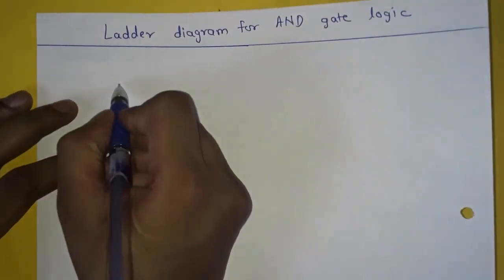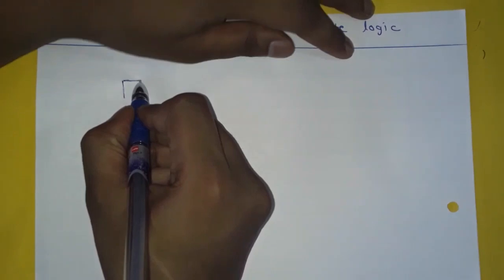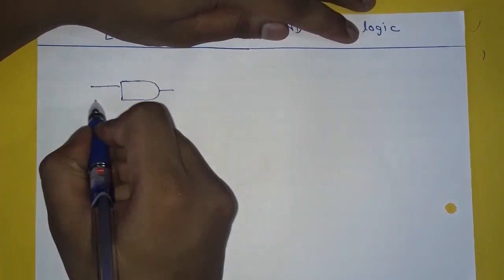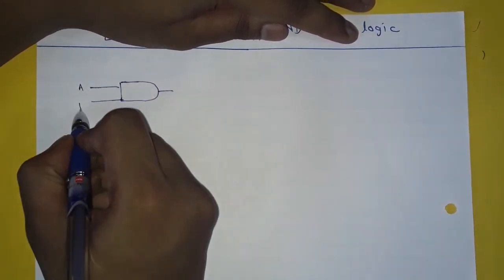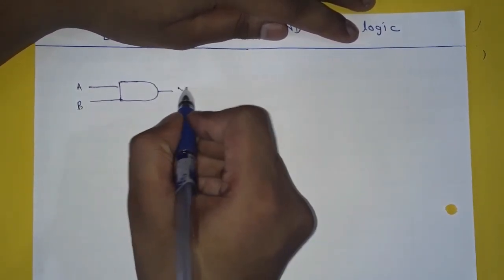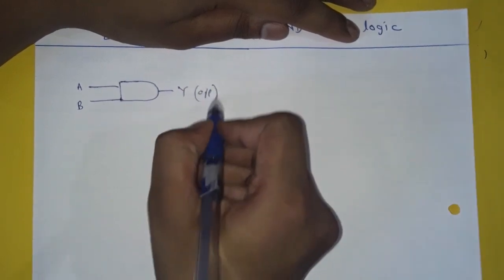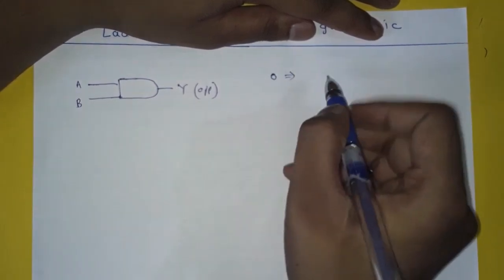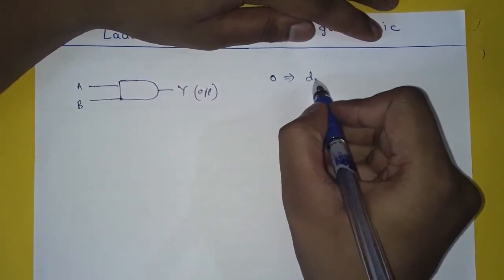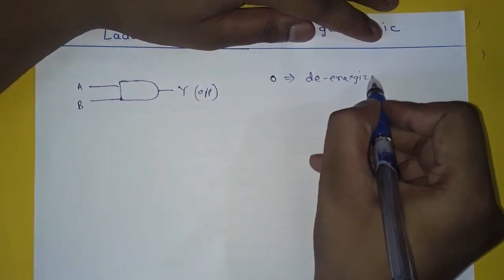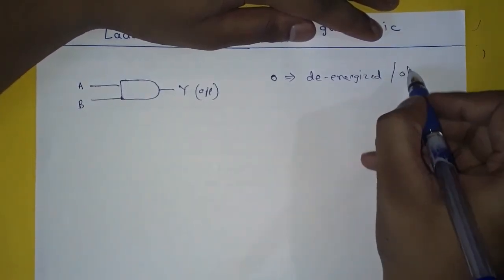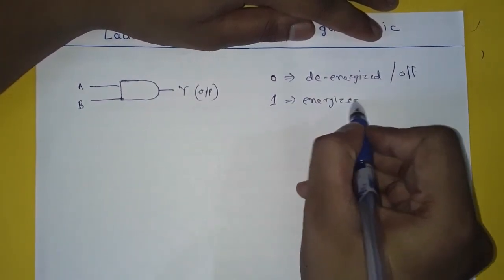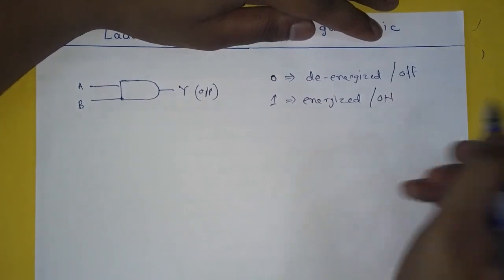Friends, this is the symbol of the AND gate logic. This is A, this is B, and this is Y, that is your output. Here 0 will represent de-energized coil or off condition. 1 will represent the energized coil or on condition.